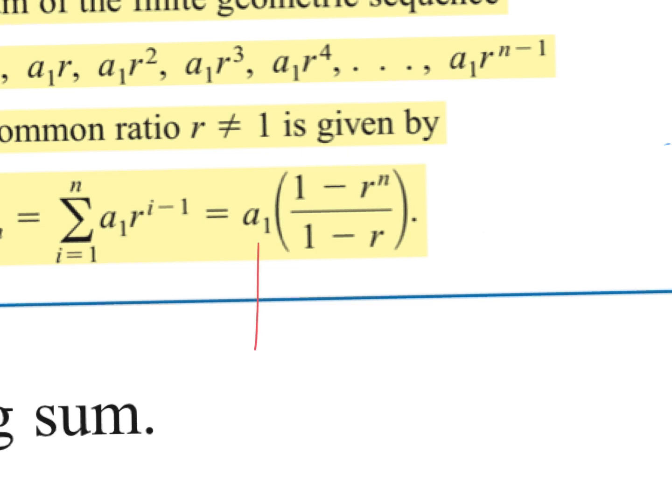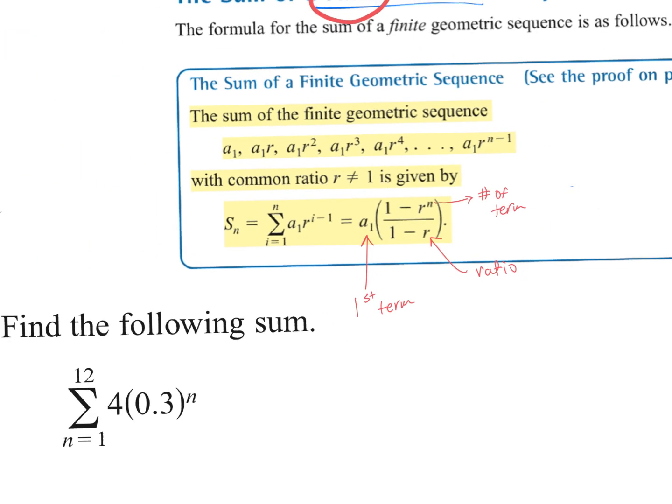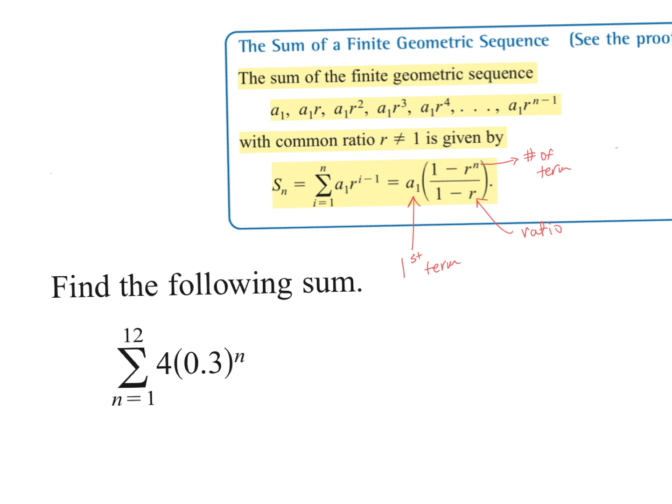What is a sub 1? It's the first term. What is n? It's the number of terms. And then r, in both cases, is your common ratio, right? So you're going to be given this formula right here. If you want to take a picture of it and set it next to the problem, that's fine.